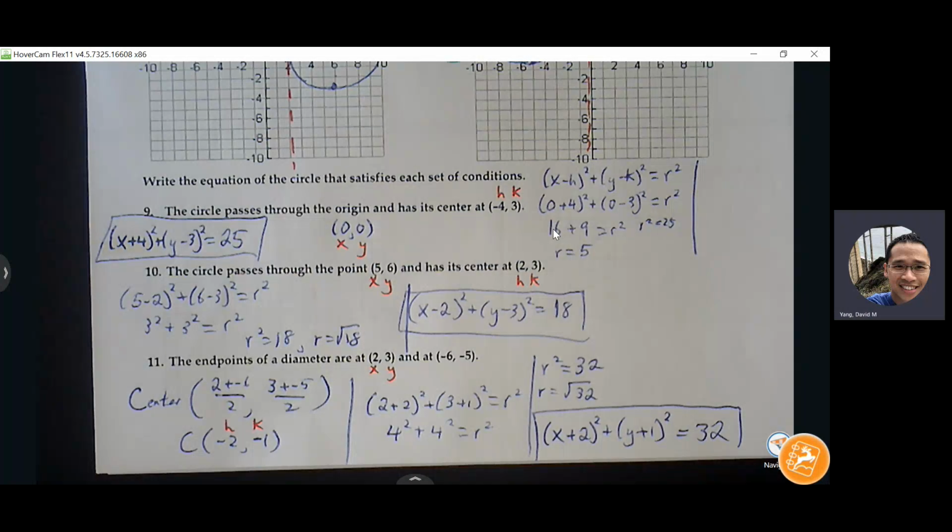Yeah, 11 takes the longest because you have to use the midpoint to get to the center. Once you get to the center, you're going to pick a point and the center to help find the radius, and after you get to the radius, then you can create your standard equation.